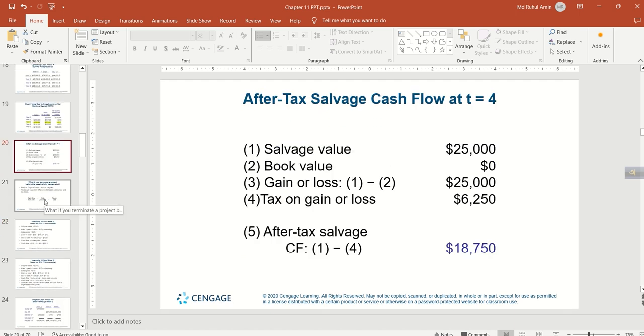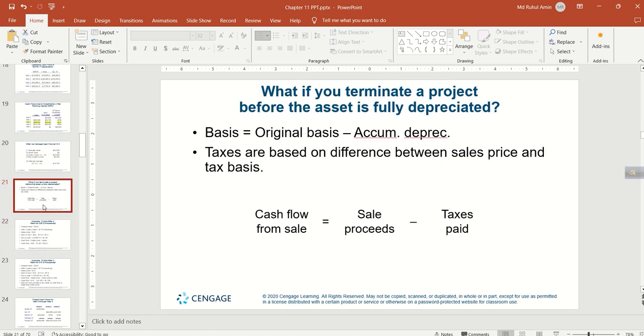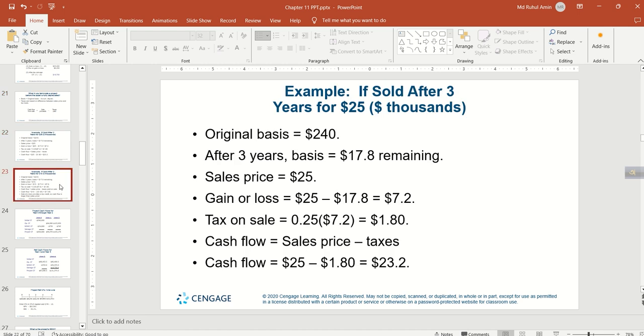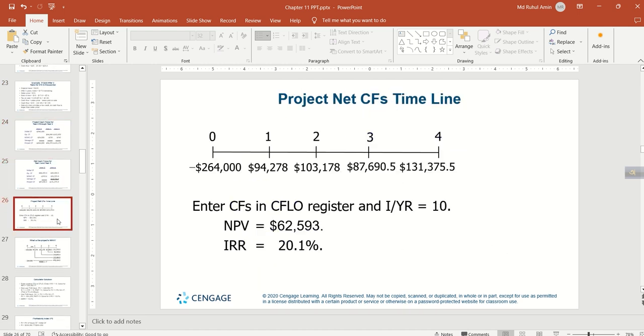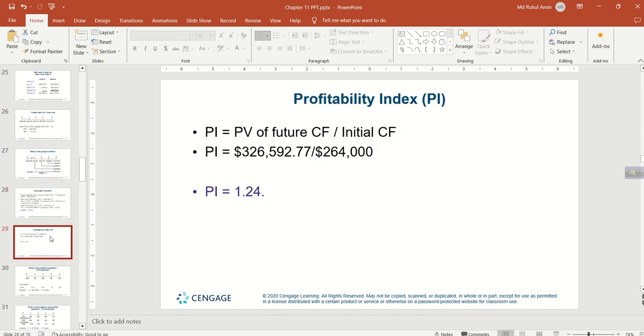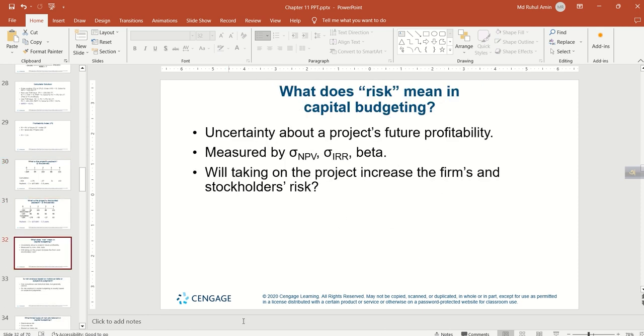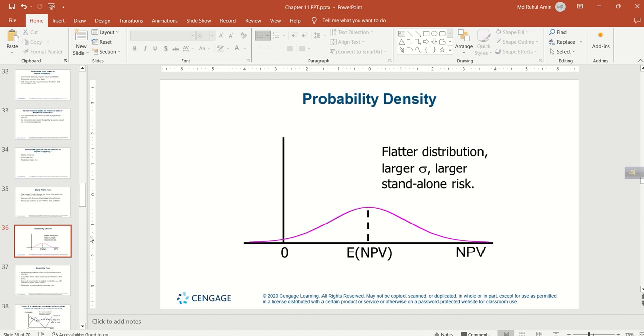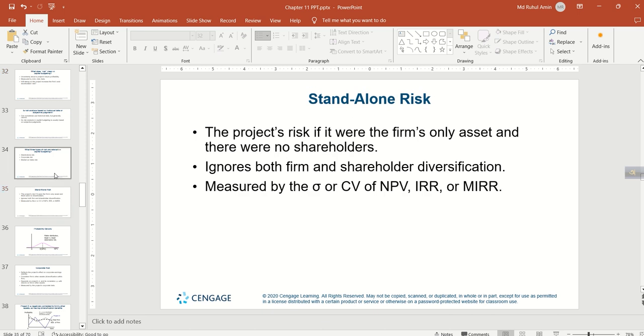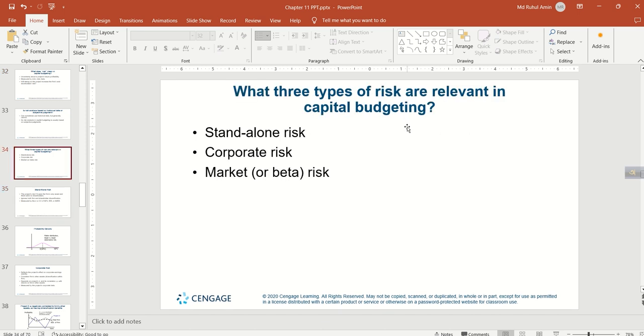Okay, I think that's pretty much it from our chapter 11. Let's try some practice problems based on this chapter. I think this part we don't need to think of because we will not cover the risk analysis in this chapter. Mostly the cash flow estimation will be fine.